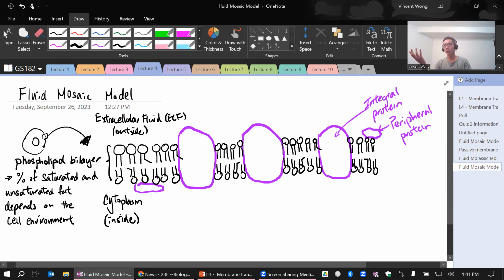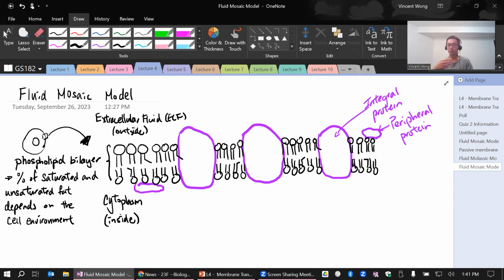The best way to think about this is think of raisin bread. Think of a bread with raisins in it. Some raisins you can see on both sides of the bread. It went all the way through. Those would be like the integral proteins. Other ones are just stuck on one side, right? Those would be like the peripheral proteins.